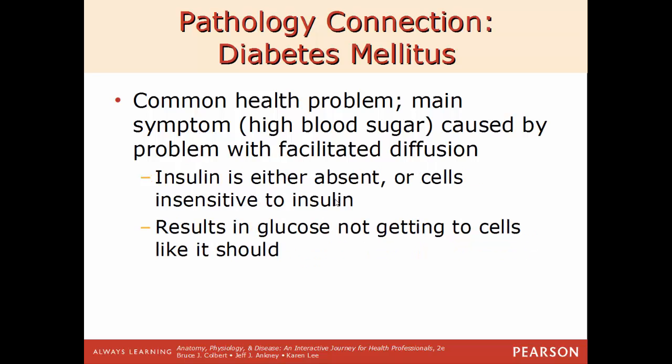So with diabetes mellitus, insulin is either not there at all, or the cells are not able to receive insulin. They're described as being insensitive to insulin. So insulin may be there in more than enough quantity, but the cells don't recognize it. It's not going to work. Both of these result in the cells not getting the glucose that they need as an energy source.